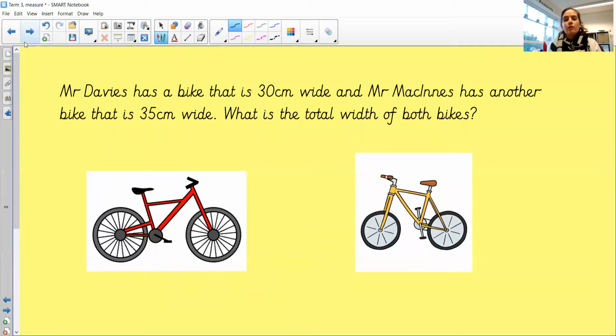Now, this one you're going to do on your own. So I want you to pause the video. I'll read it through for you first. Pause it and see if you can have a go at drawing a bar model for this one and working out the answer.